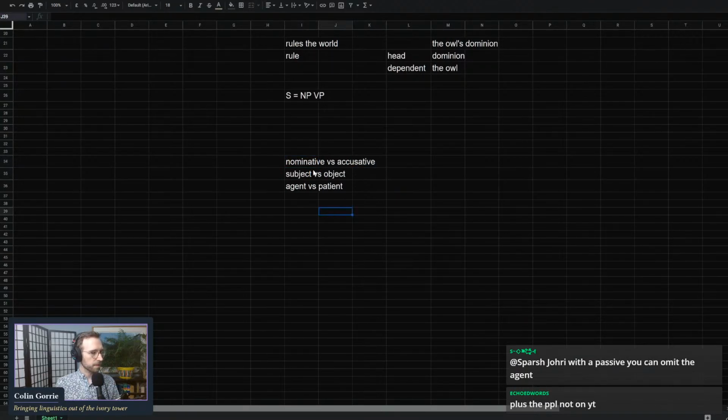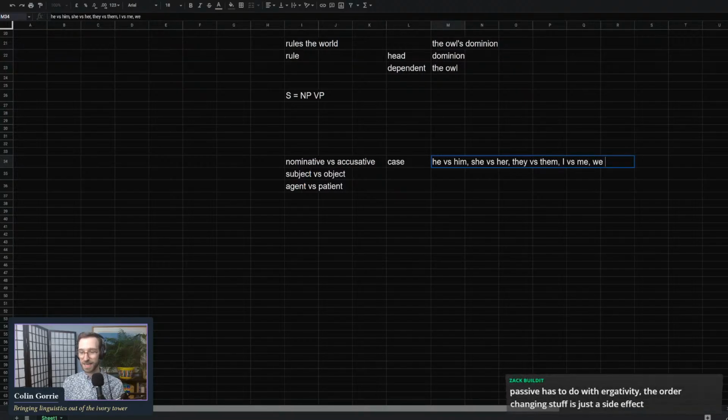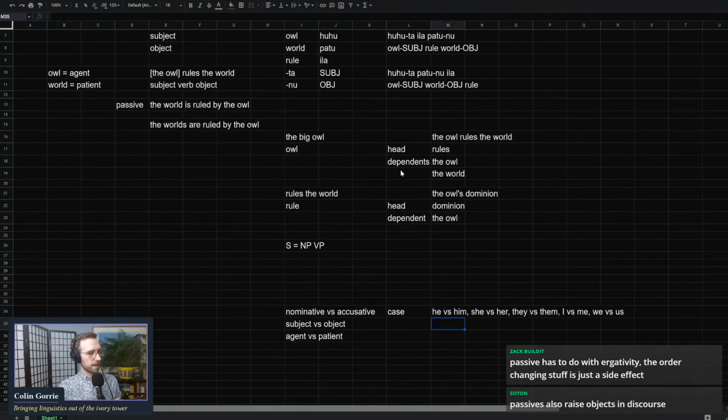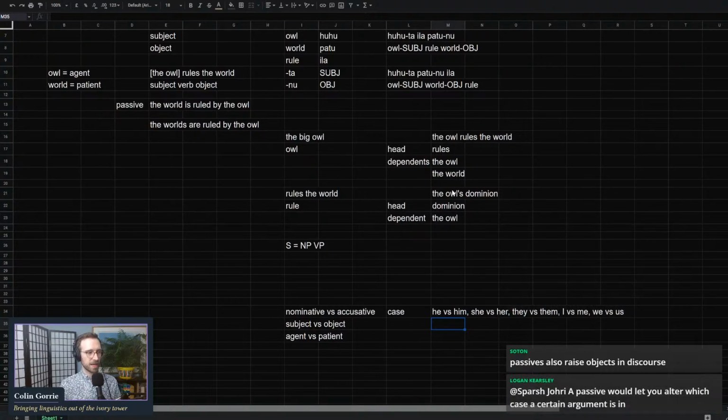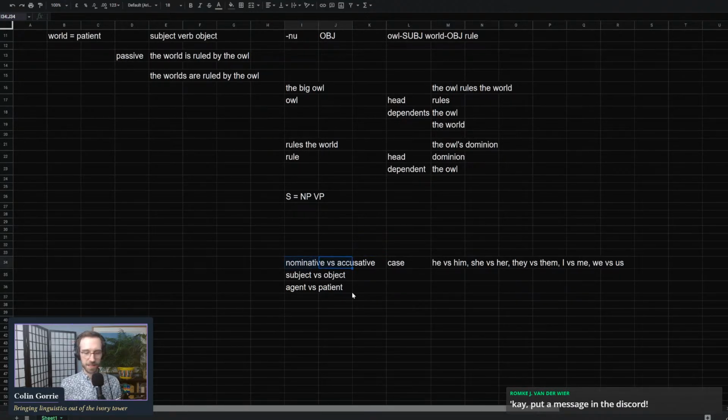All right. Okay, so we have these three layers. Let's give them different names. So here we have case, nominative versus accusative. So in English, these are things like he versus him, she versus her, they versus them, I versus me, we versus us. These are all nominative accusative distinctions, right? So the owl rules the world. Say the owl is a he, we say he rules the world. The owl rules the people, he rules them. Or if the owl is a she, she rules the world, she rules them. Not she rules they, right? Because in English, the direct object is going to want to take the accusative form. So we have this distinction, nominative versus accusative.